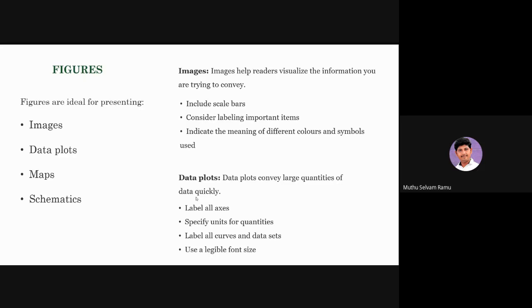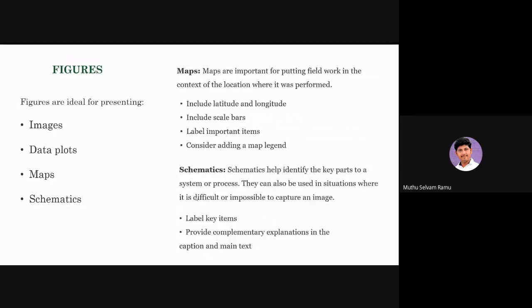And coming to data plots, it's for a large quantity of data. When there is a large quantity of data, we can use data plots, and they should have axes: x-axis, y-axis, z-axis, and whatever axis you use, you have to mention each and every axis. Specific units for each quantity should be mentioned, and so as I have mentioned, it should be like that.